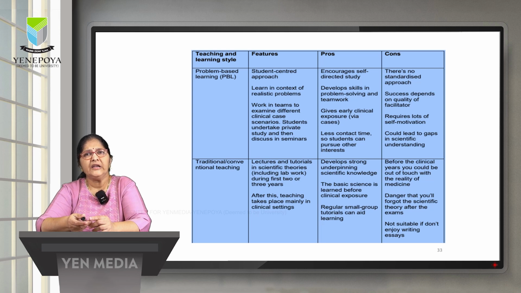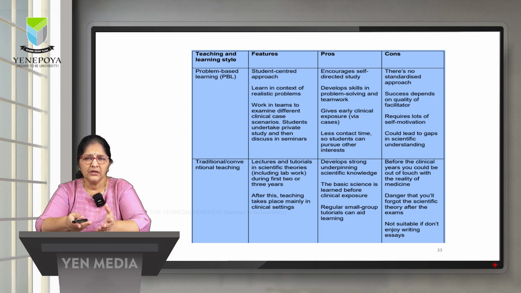But sometimes it could lead to gaps in scientific understanding also. They may not learn the basics, they will just jump to the last conclusion part and try to get an understanding of that, but they may not have a thorough knowledge. So there are some cons also for PBL.